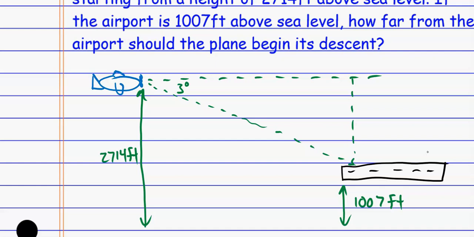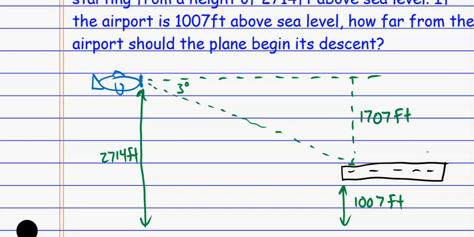And so the idea here is the airport is 1,007 feet above sea level. If the plane is 2,714 feet above sea level, we actually have to subtract those two in order to figure out how far apart the airport and the plane are going to be in terms of the height. So the distance here for this guy is going to be 1,707 feet, okay? And again, that's the difference.